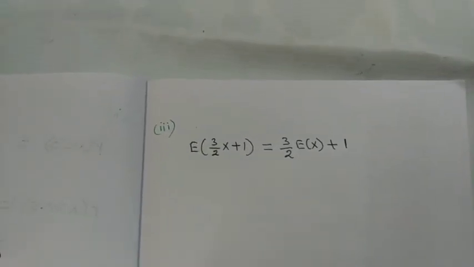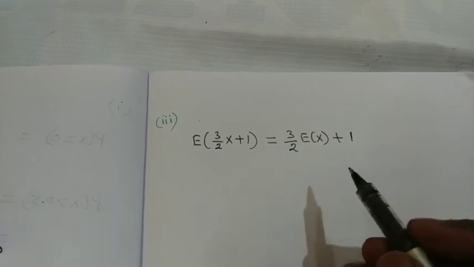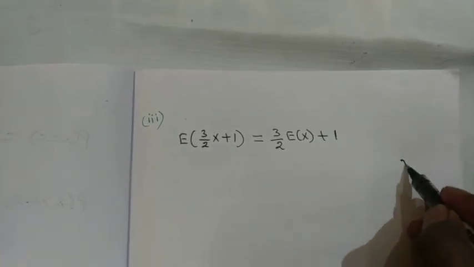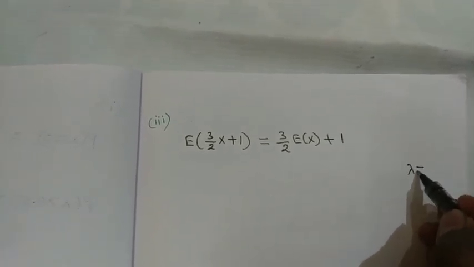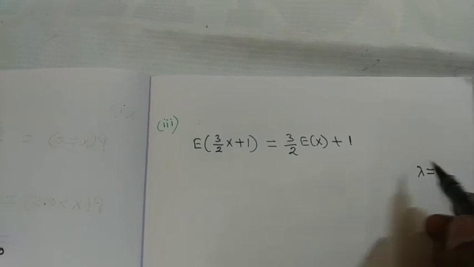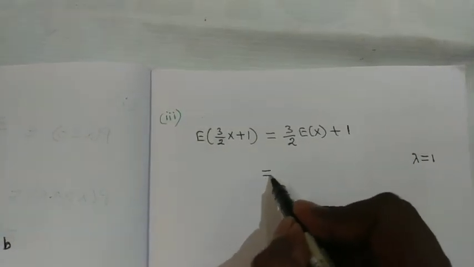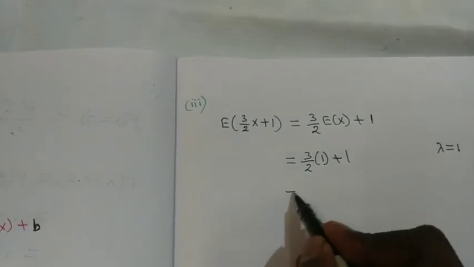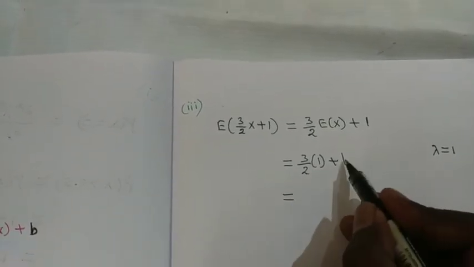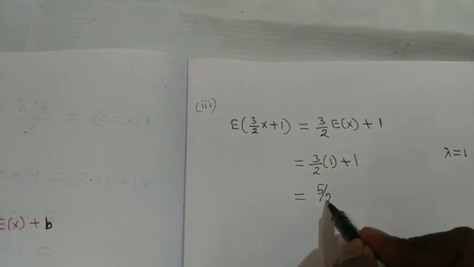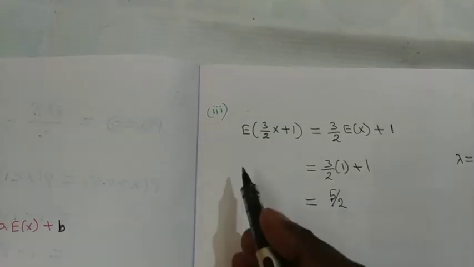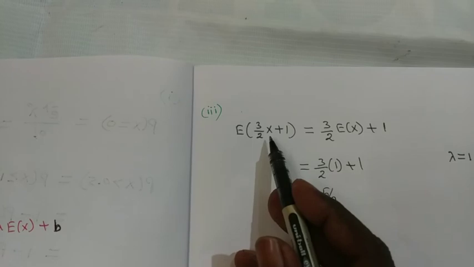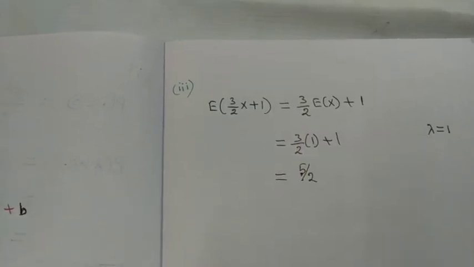But E of x is the mean. The mean of the Poisson distribution is always lambda, and already we found the lambda value is 1. Therefore E of x is 1. So 3 by 2 into 1 plus 1, finally 3 by 2 plus 1, so 5 by 2. So the value of E of 3 by 2 x plus 1 is 5 by 2.